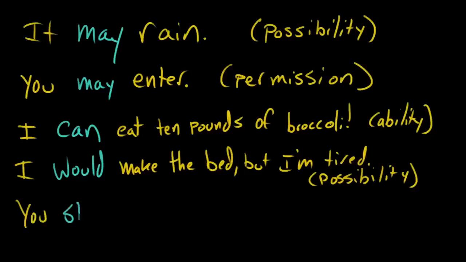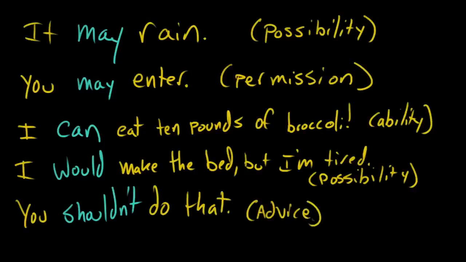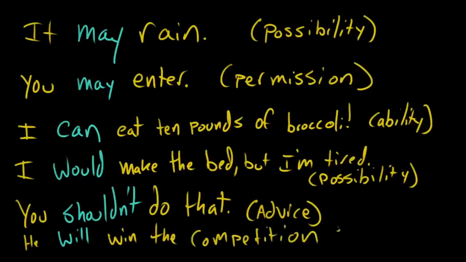You can also use modal verbs to give advice to someone, as in, you shouldn't do that. And something that is special to will, and to a lesser extent shall, is that they can form the future. Shall used to be a lot more popular, and it still is in British English, but less so in standard American. So you would say, he will win the competition, or he shall win the competition. And use of this modal verb, will or shall, indicates that the thing you're talking about is happening in the future. These verbs are very powerful.